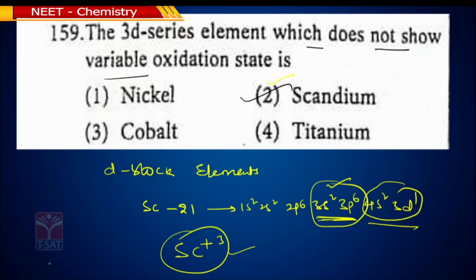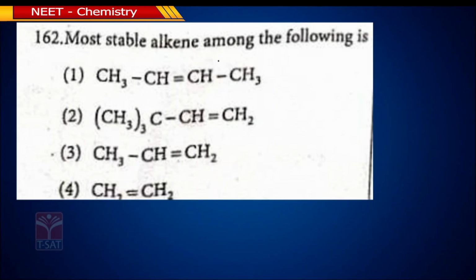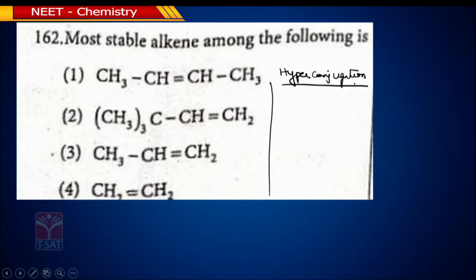Next, coming to the next question. Most stable alkene among the following. How can you find out the most stable alkene? By using the concept called hyperconjugation. The stability of alkenes is explained by hyperconjugation. The more the number of hyperconjugative structures, the more is the stability of the alkene. If a compound has more hyperconjugative structures, then that compound will be more stable.